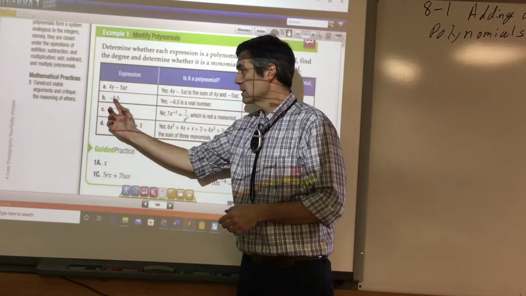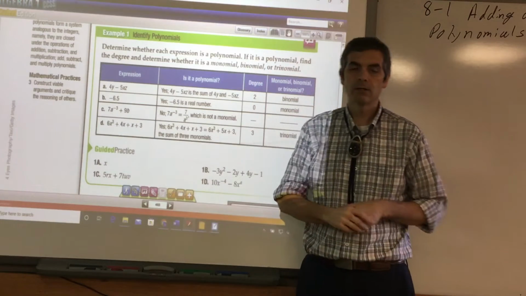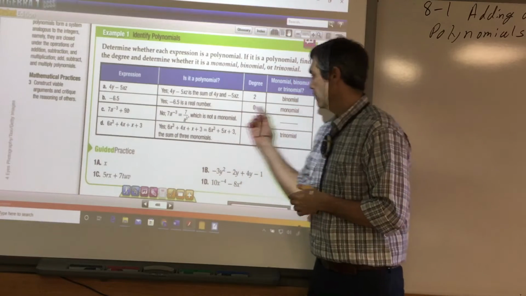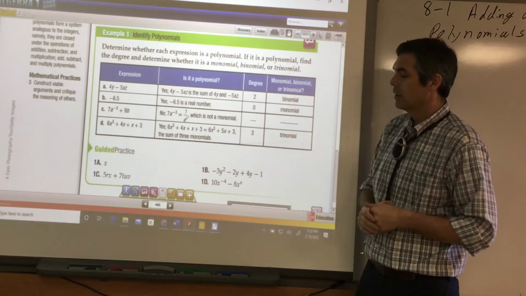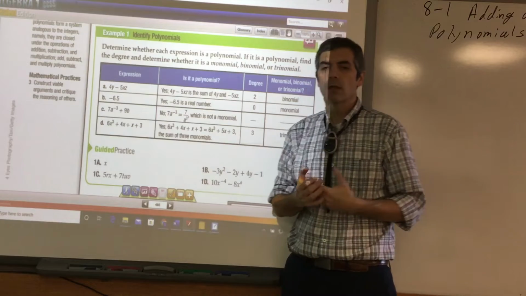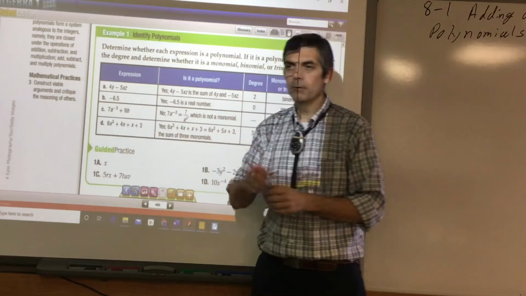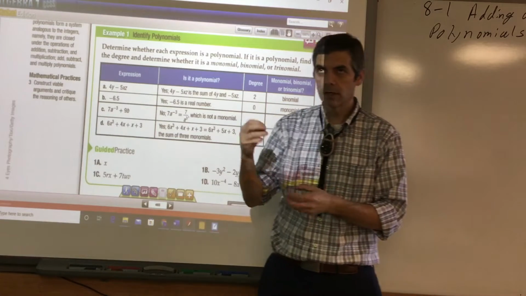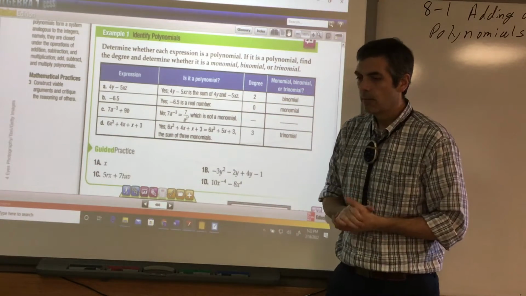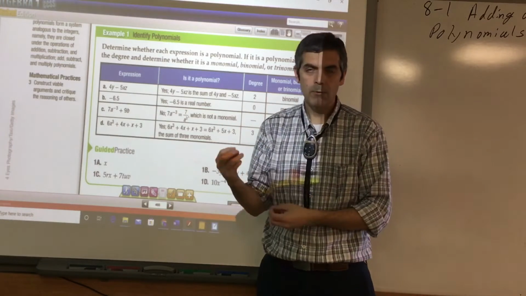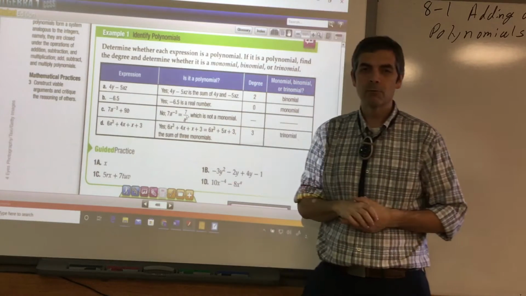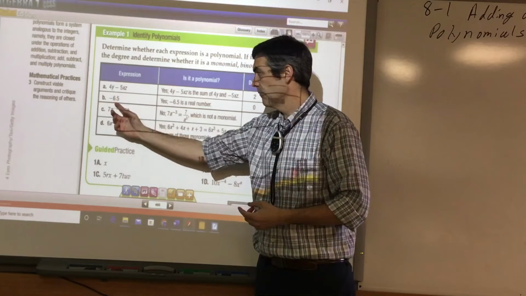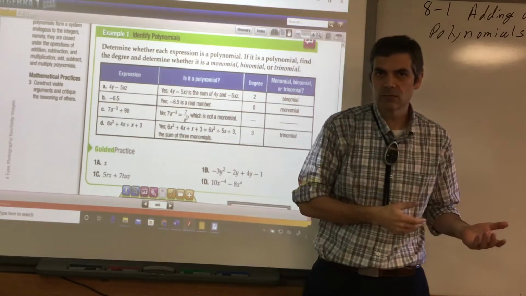All right? Negative 6.5, yes, it's a polynomial, even though it doesn't have a variable there. And it's a monomial. If you had a variable here, it would be raised to the zero degree, or 0 exponent, x to the 0. Any number raised to the 0 power is 1. Well, negative 6.5 times 1 is still negative 6.5.